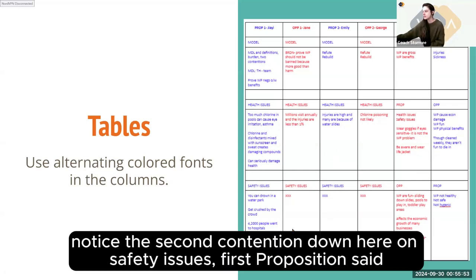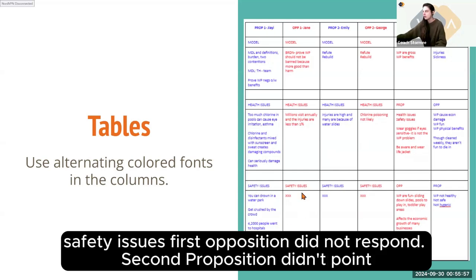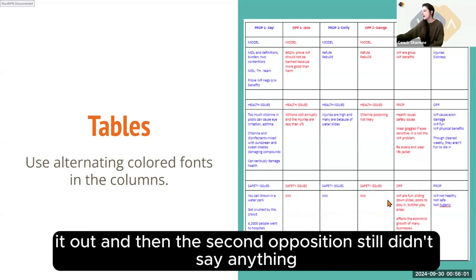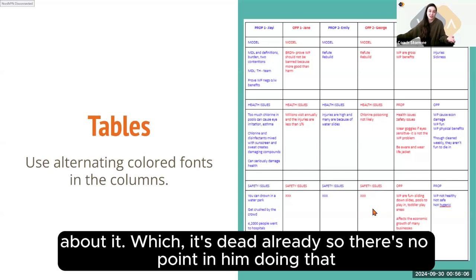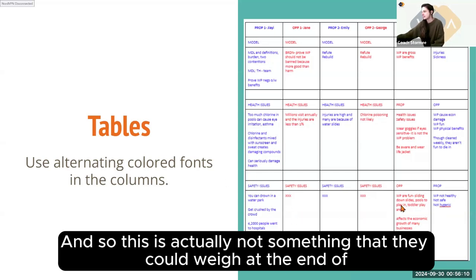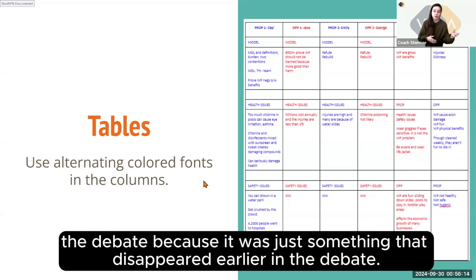But yeah, same thing, right? Everything's lined up. If you'll notice the second contention down here on safety issues, first proposition said safety issues. First opposition did not respond. Second proposition didn't point it out. And then the second opposition also just still didn't say anything about it, which it's dead already. So there's no point in him doing that. And so this is actually not something that they could weigh at the end of the debate because it was just something that disappeared earlier in the debate.